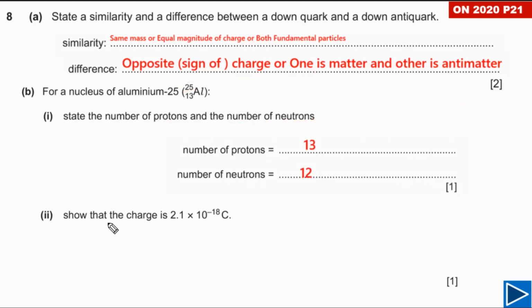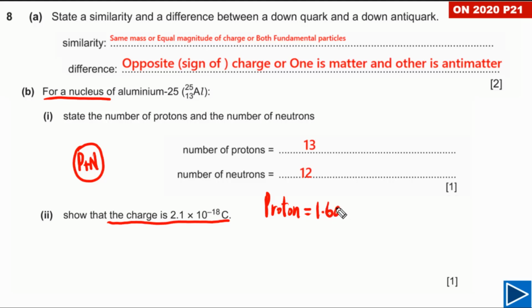The second part is asking us to show that the charge is 2.1 times 10 to the negative 18 coulombs, and this is for a nucleus. For a nucleus, we need to understand that in the nucleus there are protons, and also neutrons. If we look at the charge of a proton, let me write down here: the charge on a proton is equal to 1.60 times 10 to the negative 19 coulombs.